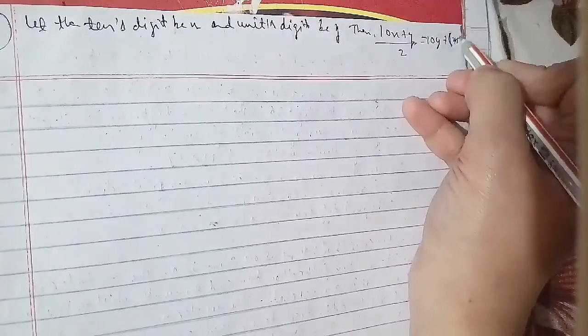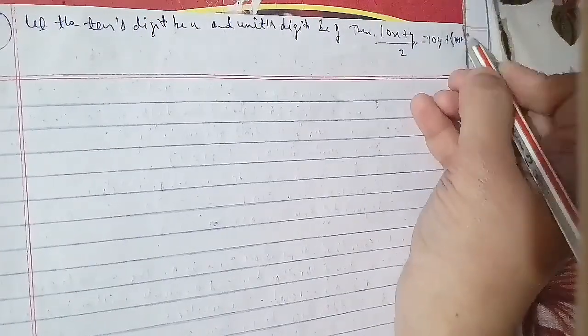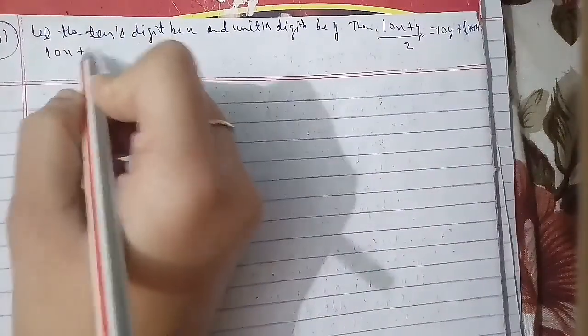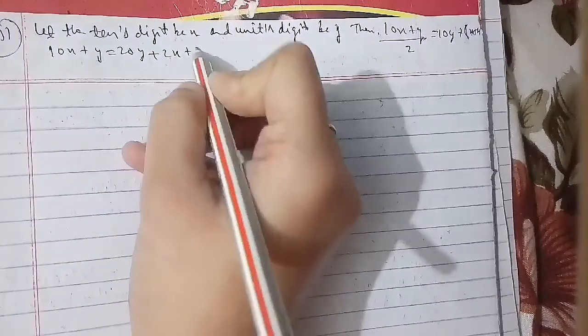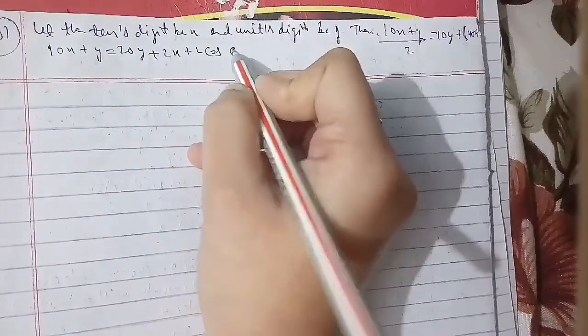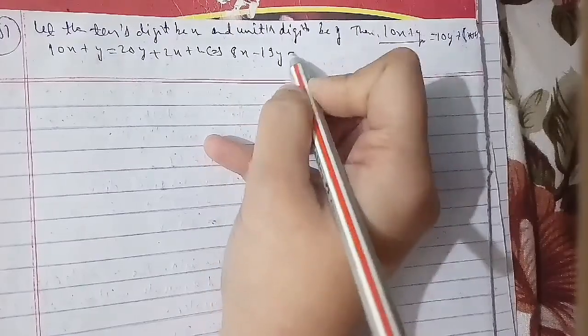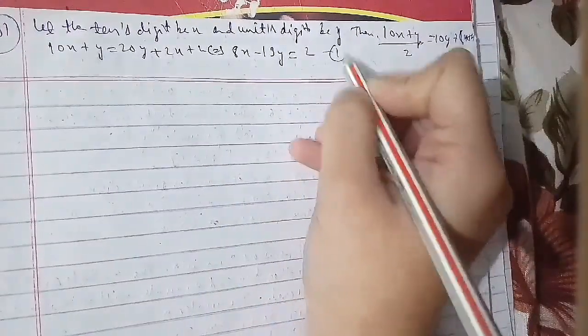So we solve 1 and 2. We get x = 5 and y = 2. Hence the required number equals 52. That will be the answer here.